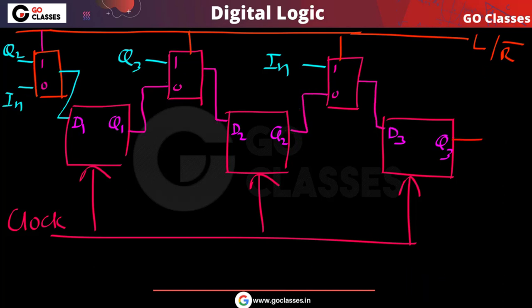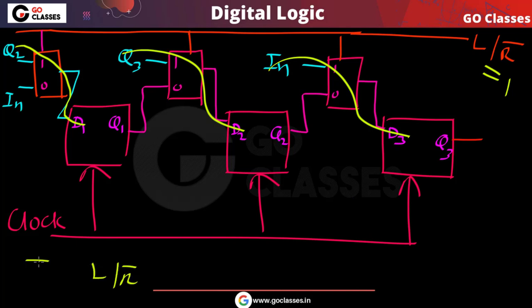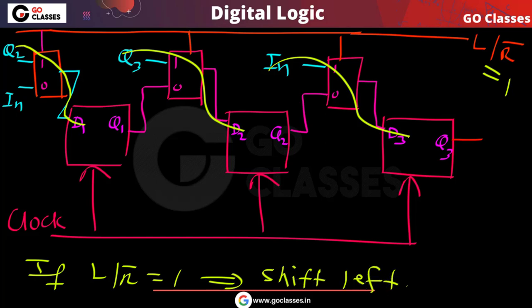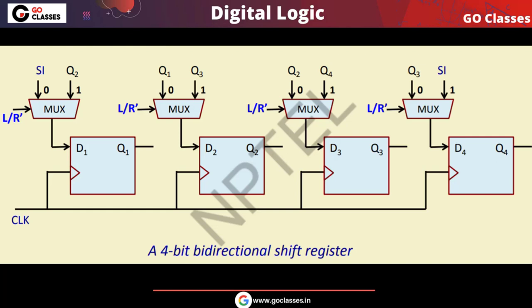And similarly you can notice when this is equal to 1, then this Q2 is connected to D1, this Q3 is connected to D2, and this input is connected to D3. So if LR bar is equal to 1, it means this is a shift left. So this is how you can create a bi-directional shift register. I hope this concept is clear to everyone.